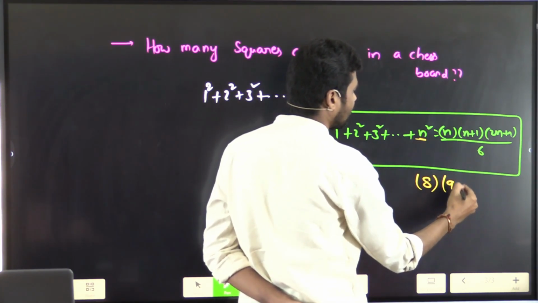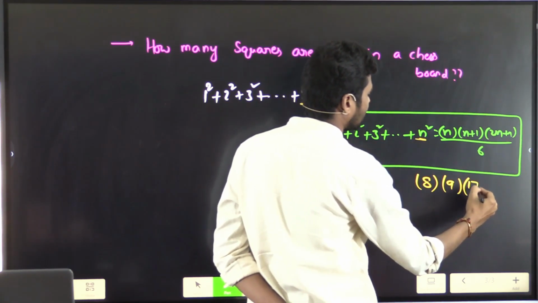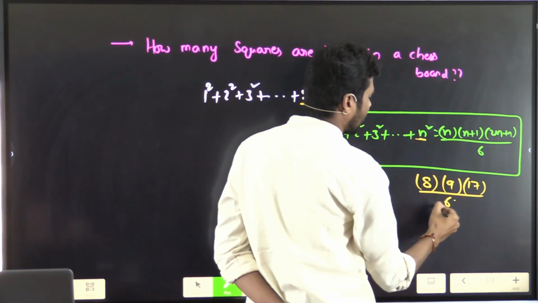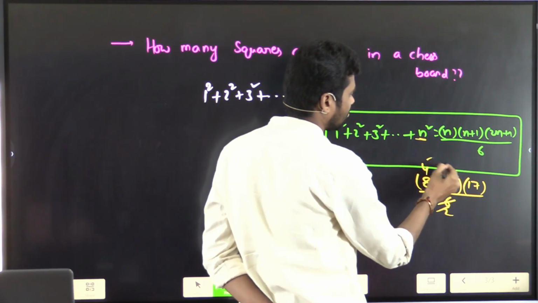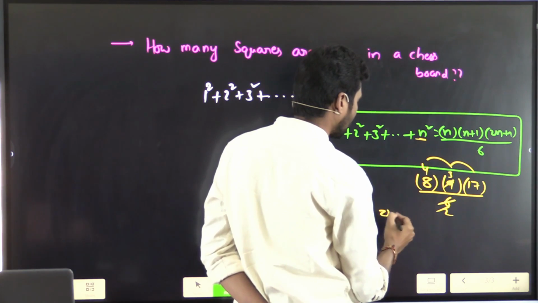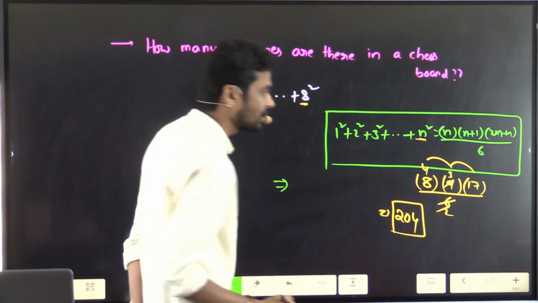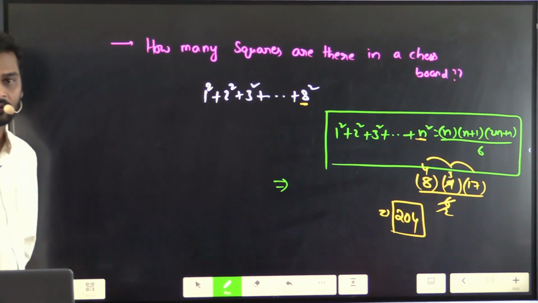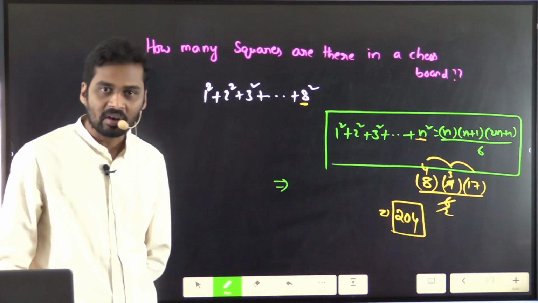8 plus 1 is 9. 2n means 2 into 8, 16. 16 plus 1 is what? 17. 17 by 6, right? 2 3s are 6, 2 4s are 8, 3 4s are 12. 12 into 17 means what? 204. So the total number of squares in a chessboard is what? 204. Okay, so we have 204 square boxes in a chessboard.